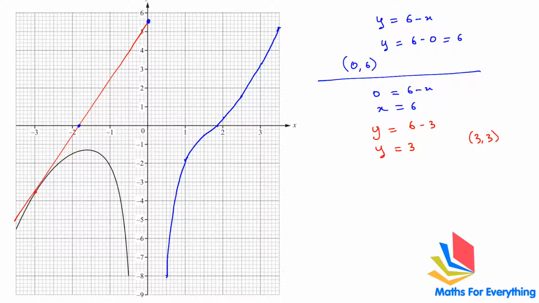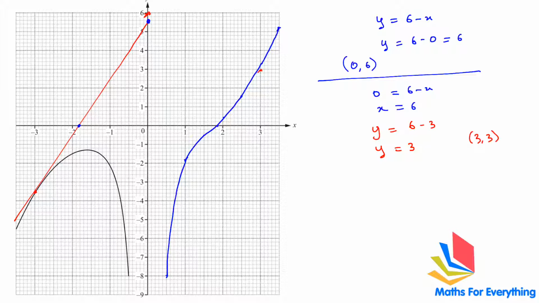I hope you understood what I did here. One time in place of x I substituted 0 and I got y is equal to 6. That point is on the y-axis. When x is 0, y is 6, here. Then in place of x I put 3. When I substituted 3, I got y is equal to 3. So when x is 3, y is 3. That's one point here.